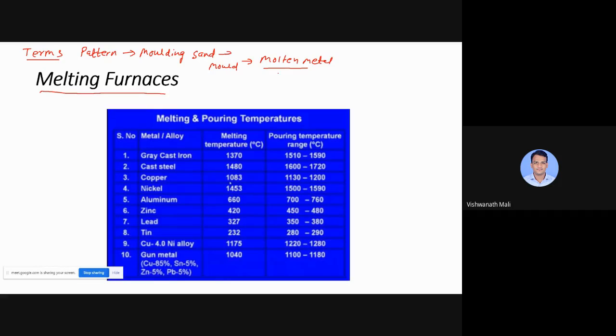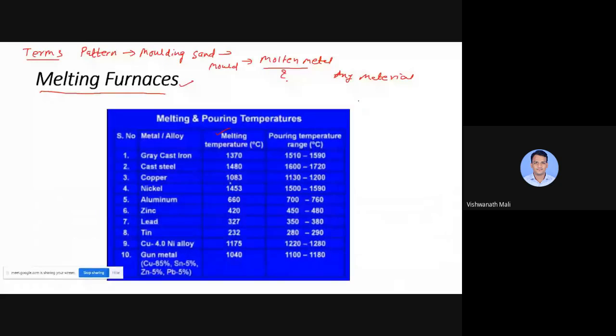So how do we get this molten metal? To get it, we require furnaces, that is, melting furnaces. In casting, we can produce any material, be it cast iron, steel, aluminum, copper, or nickel. Here you can see some of the many materials we can manufacture. Every material has a melting point or melting temperature.